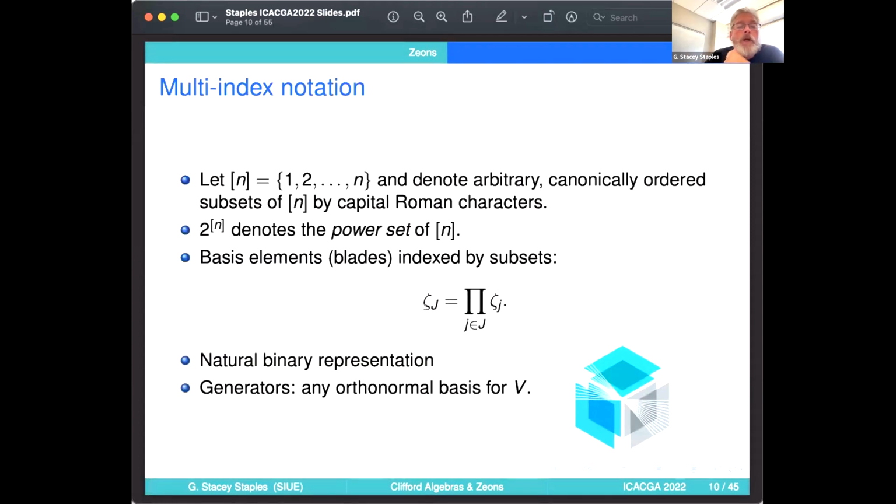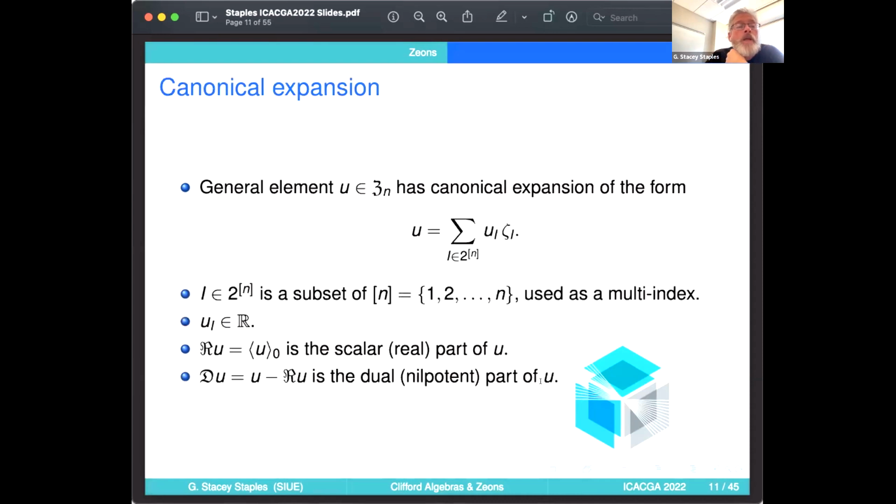So this is what I mean by my multi-index. Zeta sub j is the product over all little j in J of the generators. And the generators can be any orthonormal basis for a vector space, and then I'll just define the multiplication so that the squares are 0. So a general element is a sum over this basis set of indices. That's the power set. 2 to the n represents the power set of the n-set. So the subsets are the multi-indices.